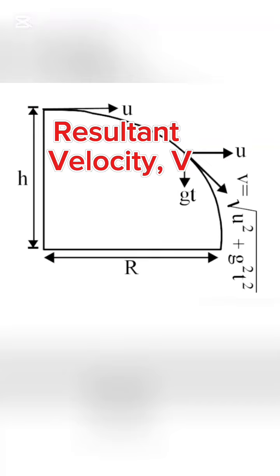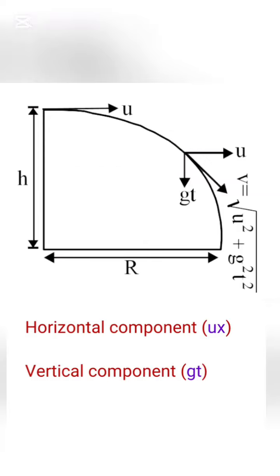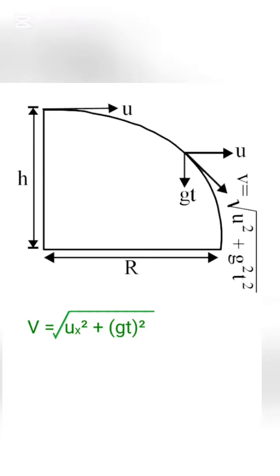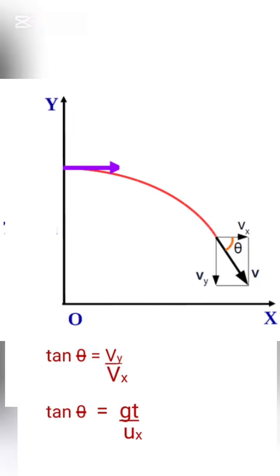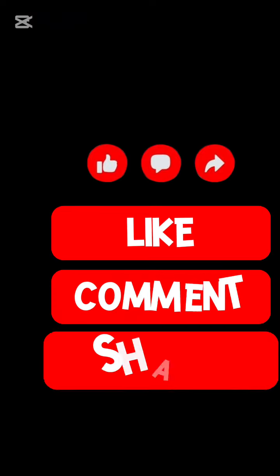Resultant velocity v. The velocity of the projectile at any time has both horizontal and vertical components. The horizontal component of velocity is equal to ux. The vertical component of velocity is equal to gt. The resultant velocity is given by v is equal to the square root of ux squared plus gt squared. The angle theta between the direction of motion of the body and the horizontal is given by tan theta is equal to gt over ux.